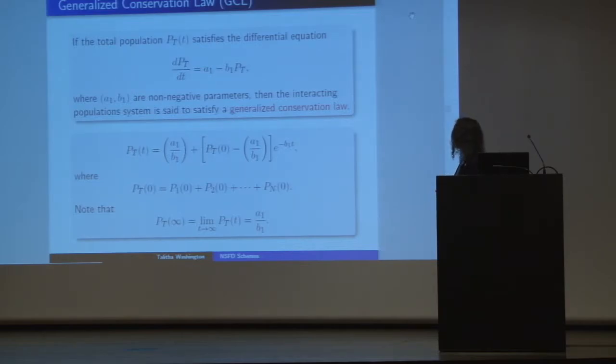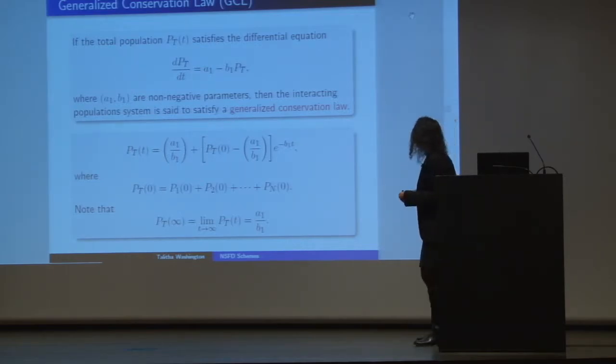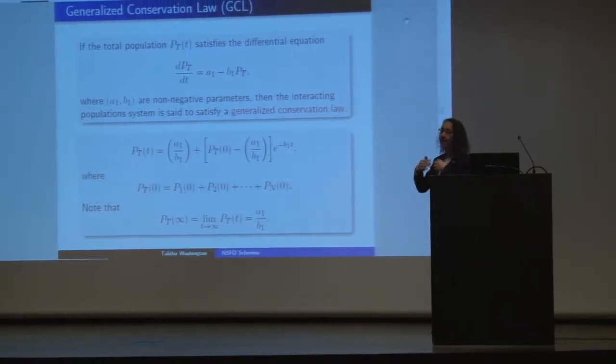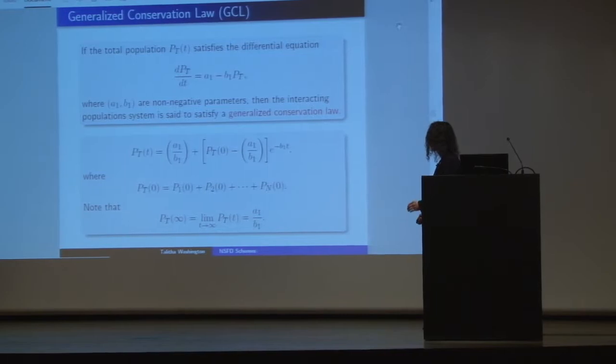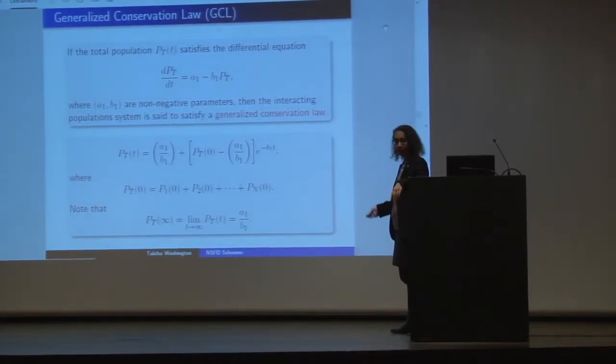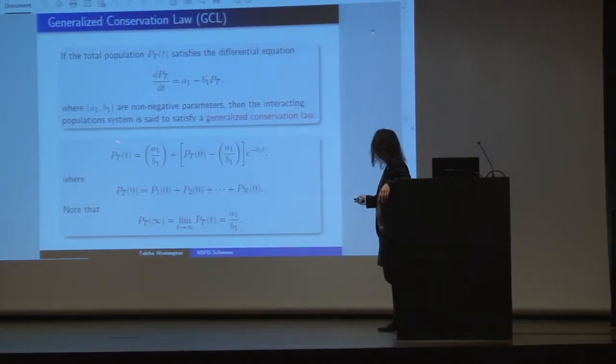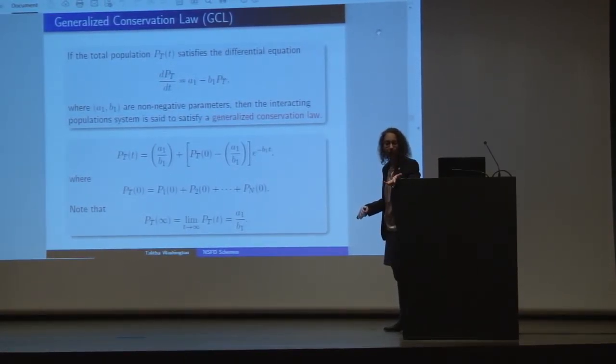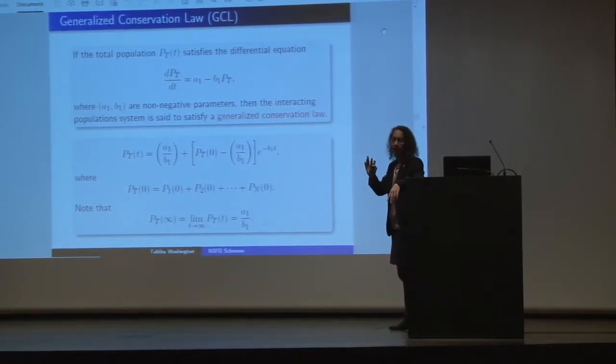What about this generalized conservation law? What is that? Well, if the total population satisfies this differential equation, meaning that the change in your total population is equal to A minus B times the total population, where A and B are non-negative parameters, then we have a generalized conservation law. For this equation, we can solve it quite nicely, and we get the solution seen here. And again, the initial total population is the sum of the initial populations that we have in the system.